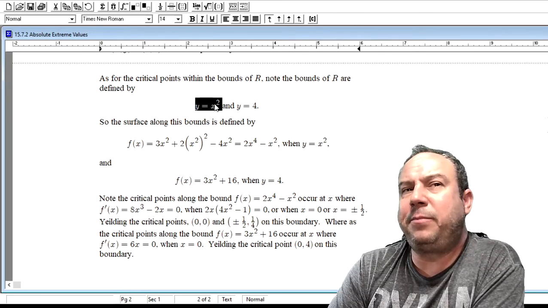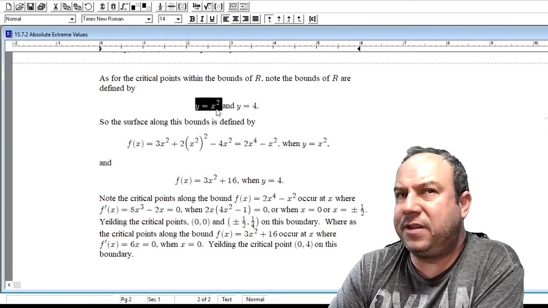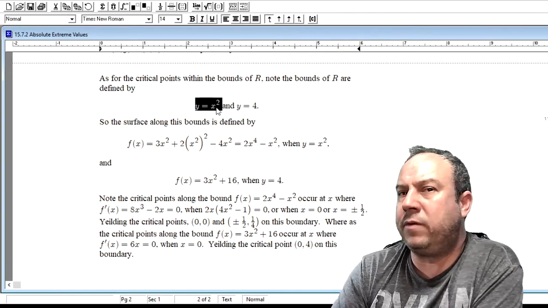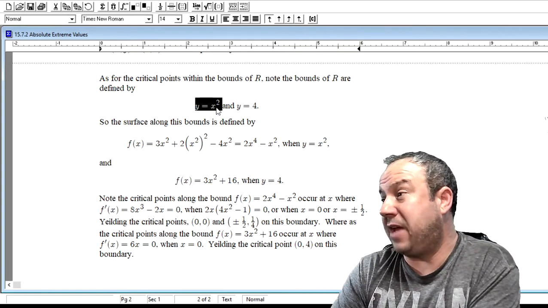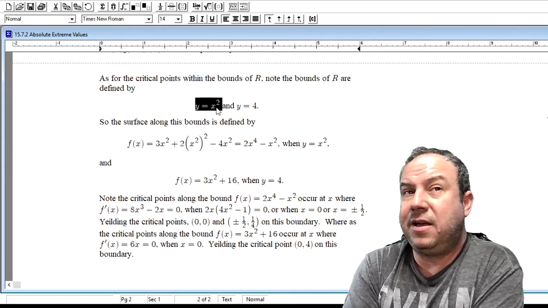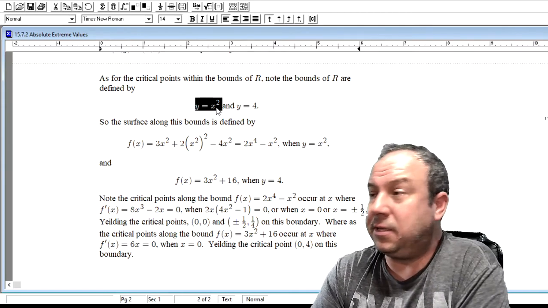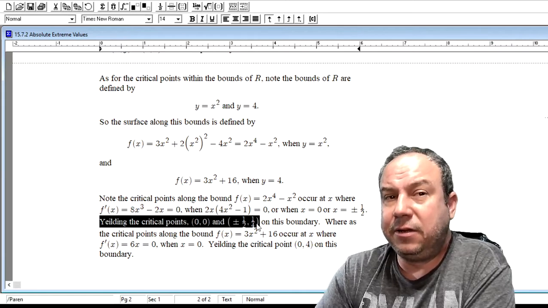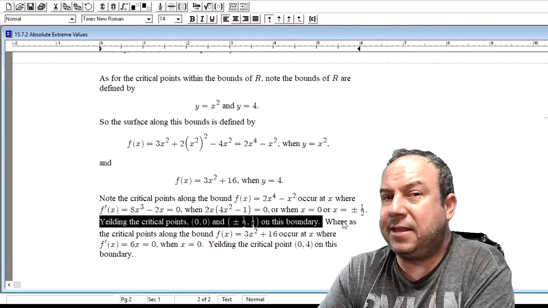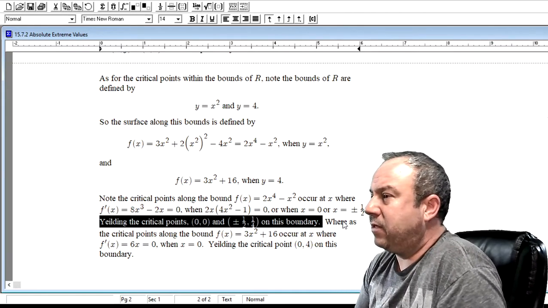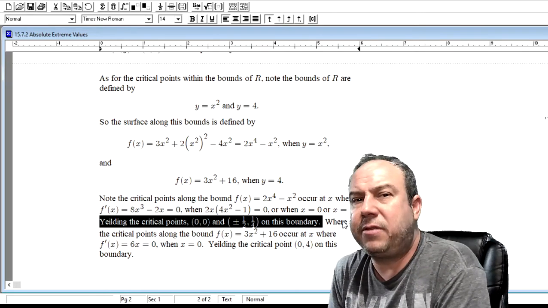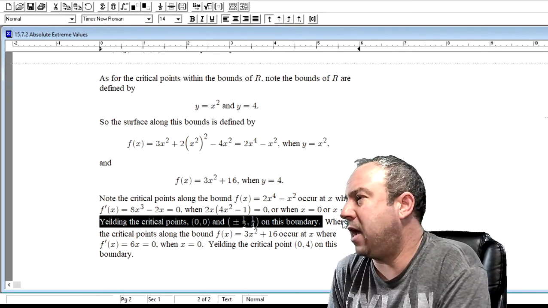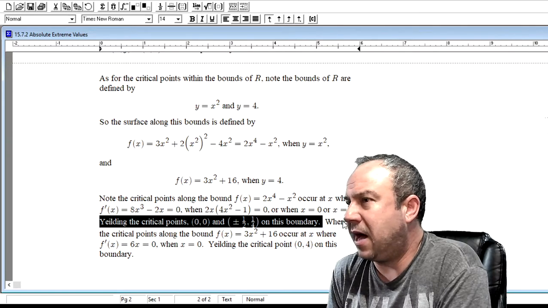Substituting in x of plus or minus 1/2 into this equation, you will get a y value of 1/4 for both the positive and the negative case of x. Substituting in 0, you will get 0. Yielding then these critical points on this boundary: the critical point at 0, 0, and the critical points at plus or minus 1/2, 1/4 on this boundary.